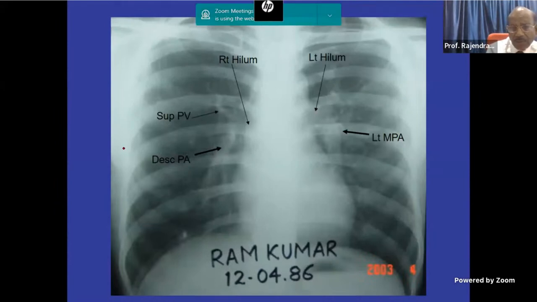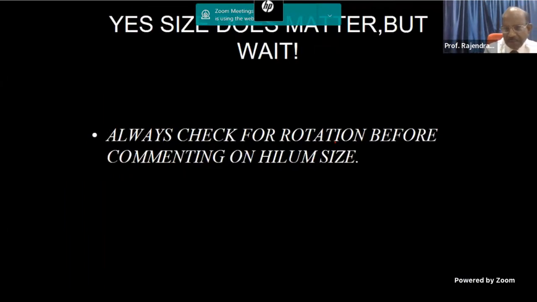And then you look for the hilum. As I said, here is the left hilum and this is the right hilum. In the left hilum, it appears that the left hilum is looking prominent. Why is it prominent? If you see here, there's a rotation. This is a left anterior oblique rotation, so the same hilum may appear prominent. So what I'm saying is, always check for rotation before you comment on the hilum.